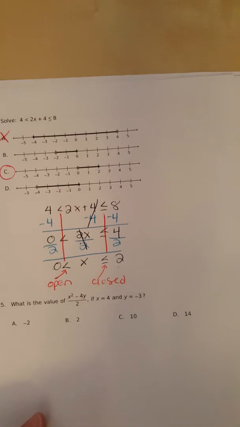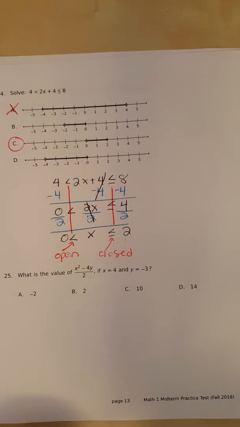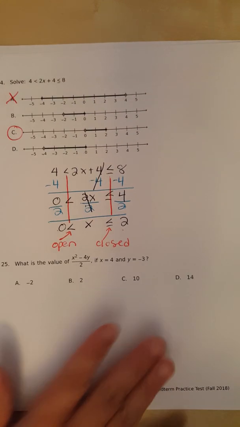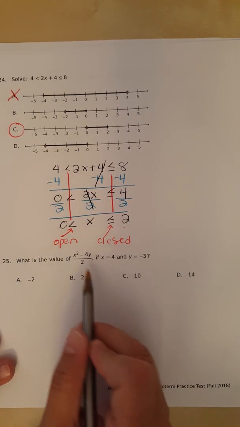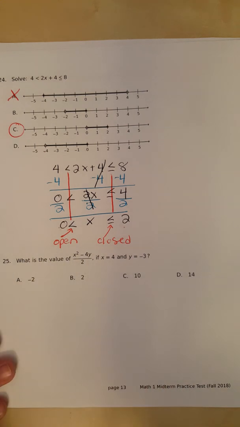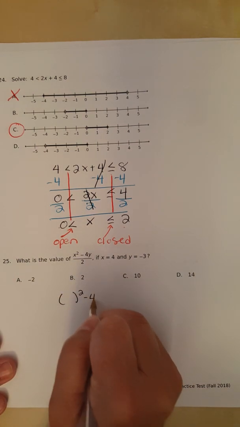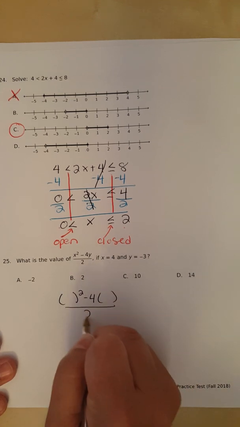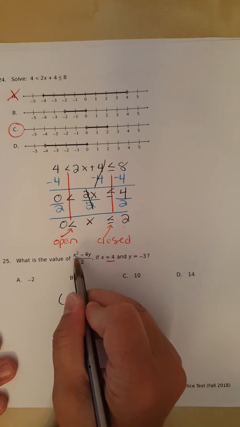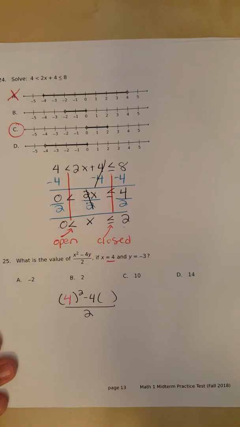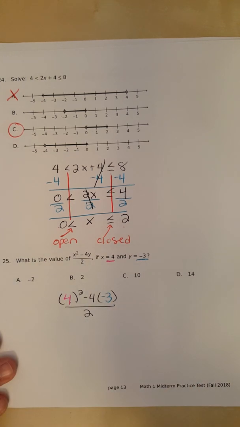I appear to have skipped question 25 somehow, so I'm going back to that. Not sure what happened there. So number 25, it wants to know what is the value of this expression if x is 4 and y is -3. So I'm going to rewrite my expression, but every time it has a variable, I'm going to put parentheses. And my x is 4, so that 4 is going to go where this x goes. My y is -3, so that -3 is going to go where the y went.